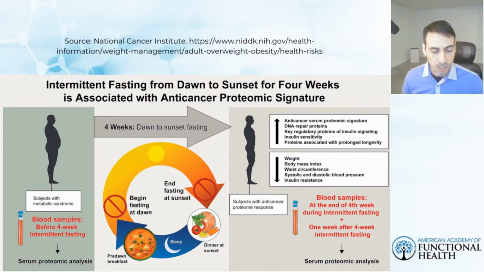And also they found several improvements, such as waist measurement reduced by an average of 2 inches, systolic blood pressure reduced by 4 points, diastolic blood pressure reduced by 2 points, insulin reduced by 1.5, and the levels of adiponectin and leptin improved. We're not going to get into these hormones, which have a really important role in our metabolism and our weight gain and our body weight.